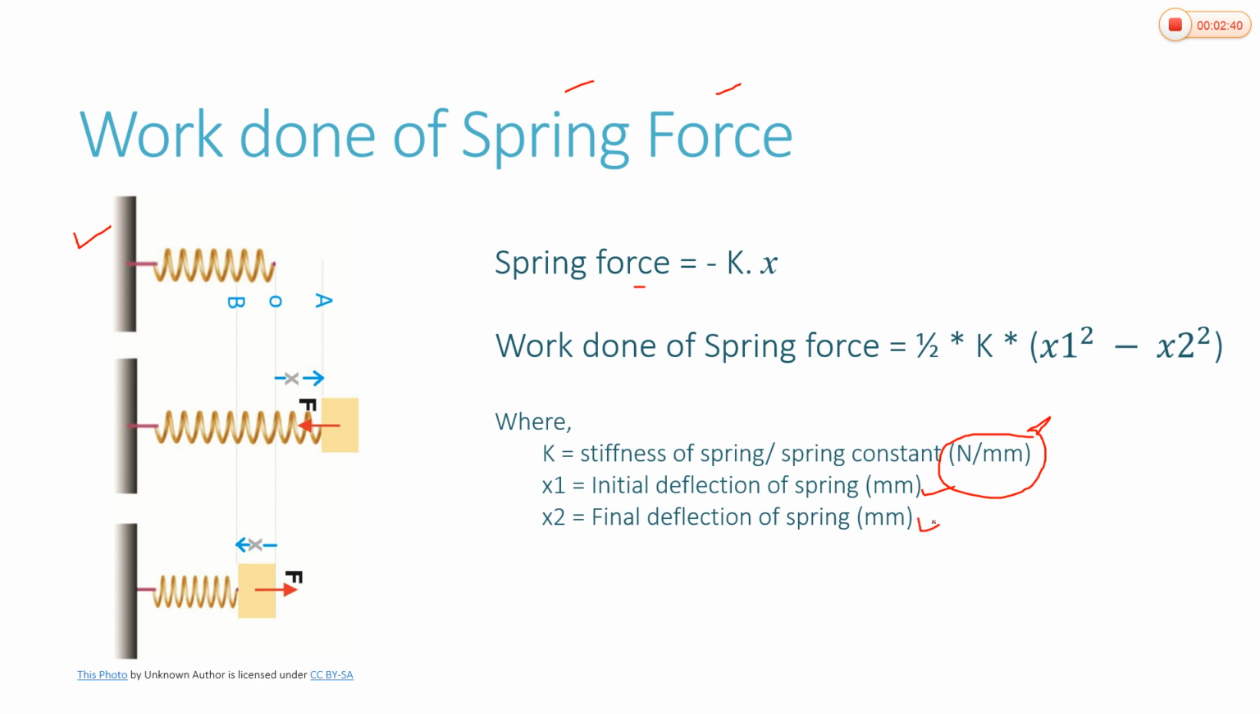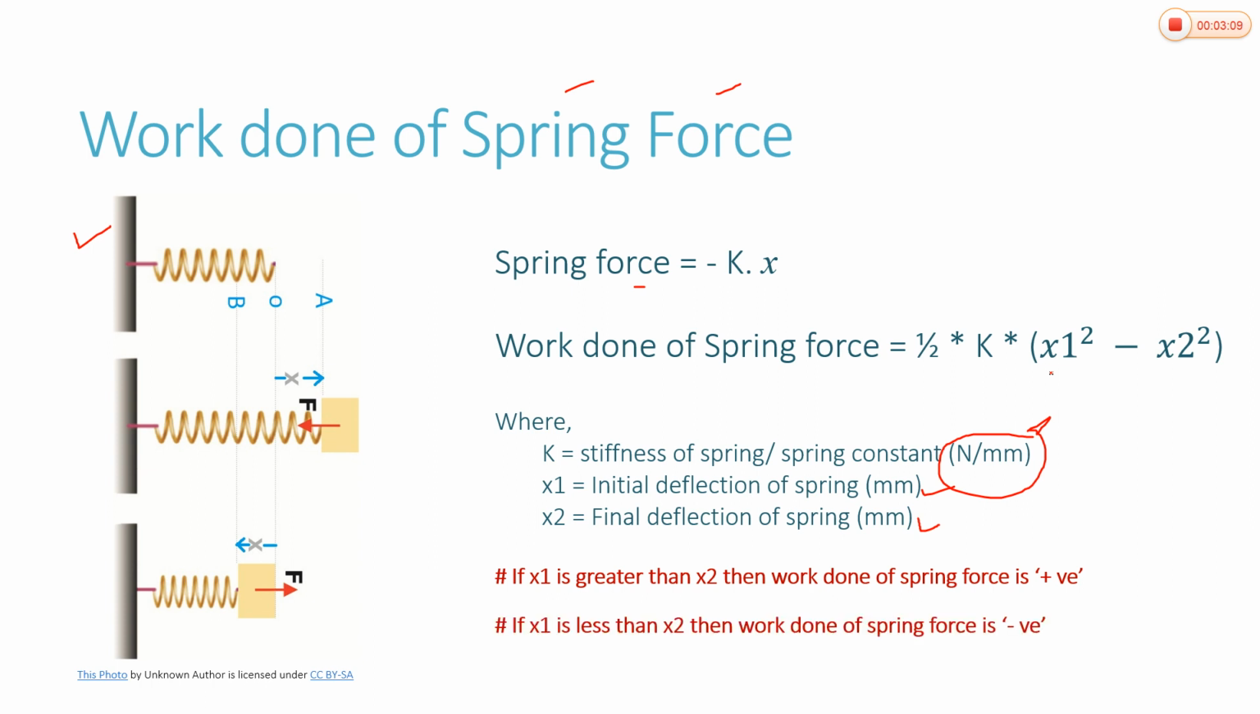So it is very interesting to know when this work done of the spring is positive and negative. In this formula, whether the work done of the spring is positive or negative depends only upon the values of x1 and x2, meaning the initial deflection and the final deflection of the spring. So what we conclude from this formula is, if x1 is greater than x2, then the work done is positive, whereas if x1 is less than x2, the work done of the spring is negative. Is this clear to all?